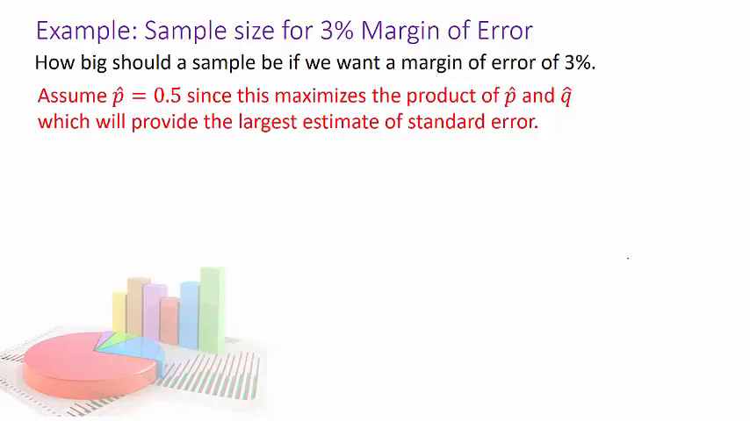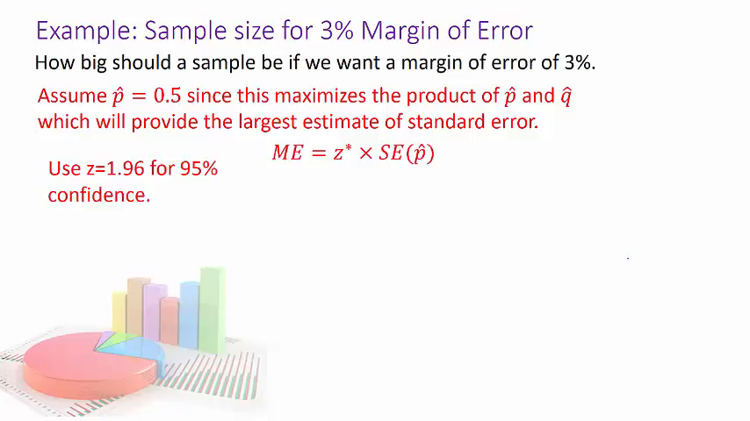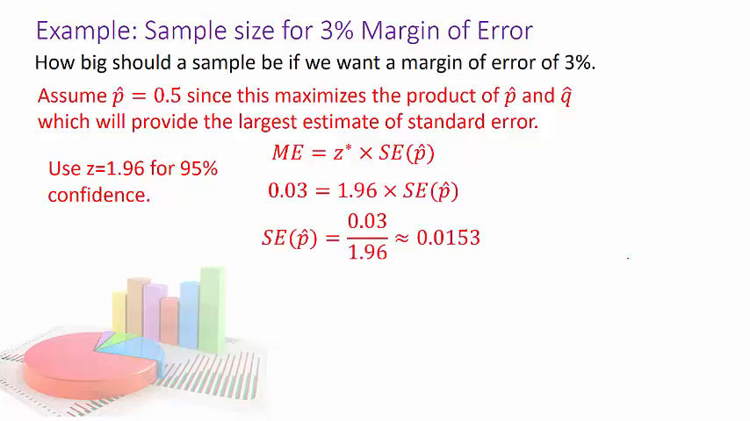All right. We're going to use a 95% confidence level, and then we'll go ahead and substitute in, find our margin of error, and we'll find our standard error. So 0.03 here, because we want 3% margin of error, if that's up here, and that's down there, right here. And we know we want the 1.96 for the confidence level. Okay, so I can solve this for standard error, and I get 0.0153.